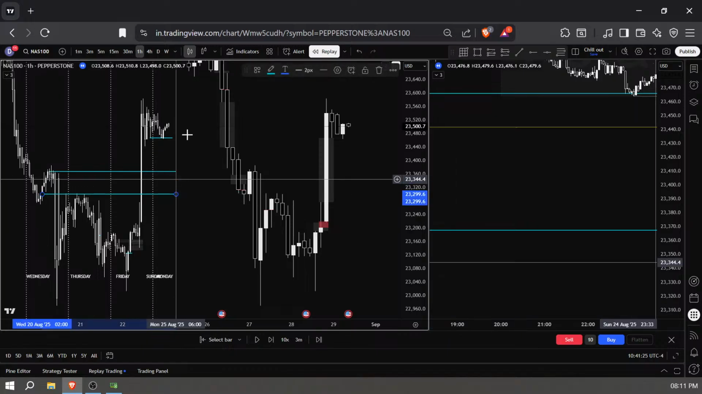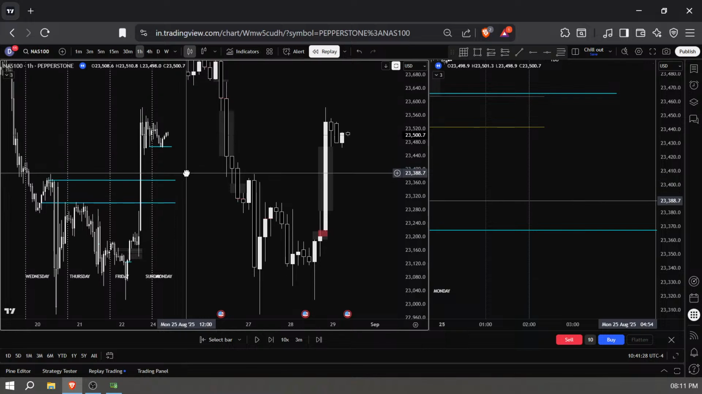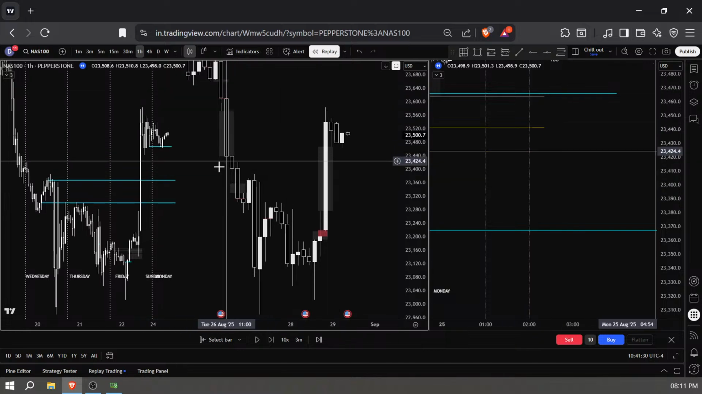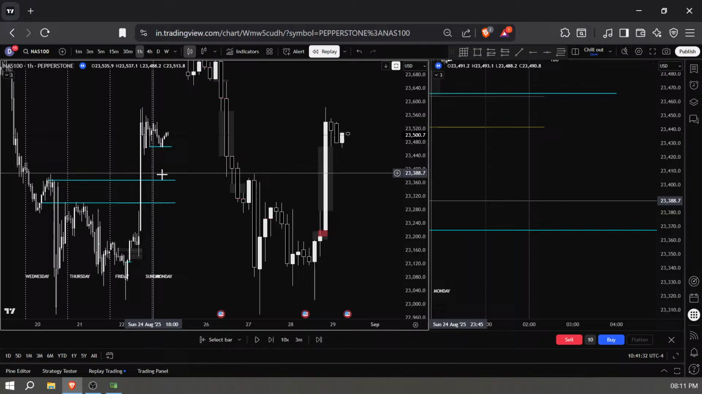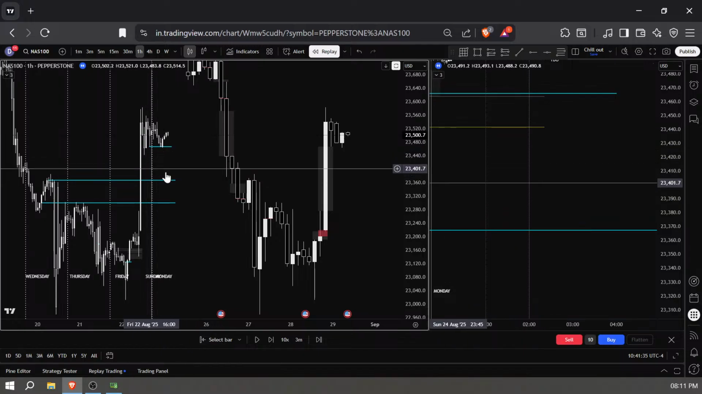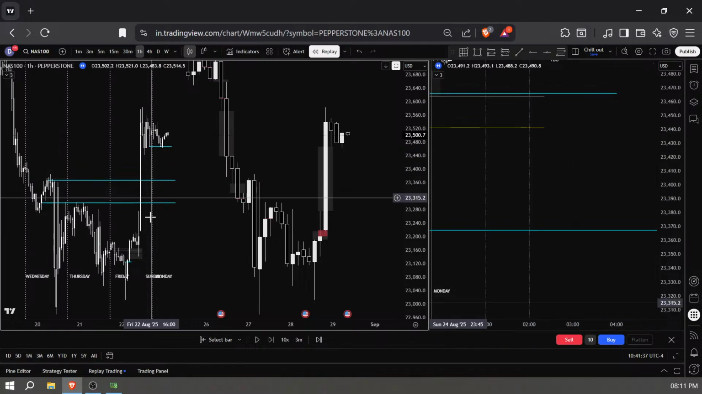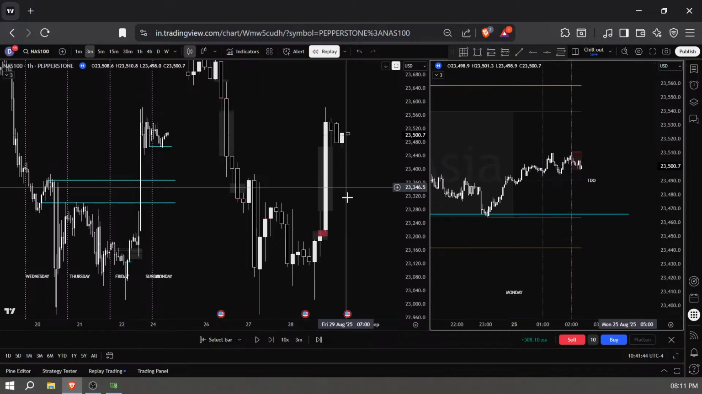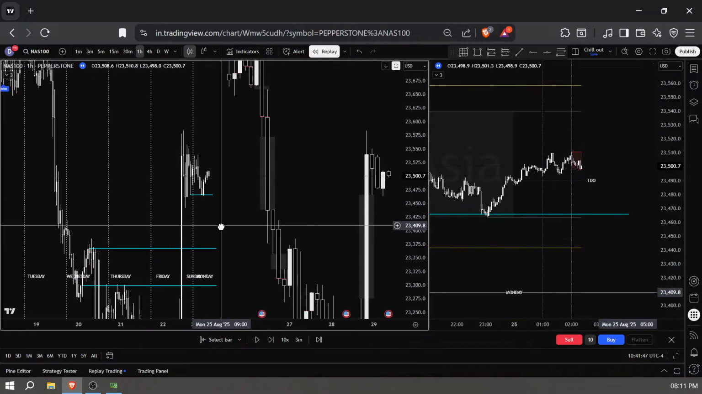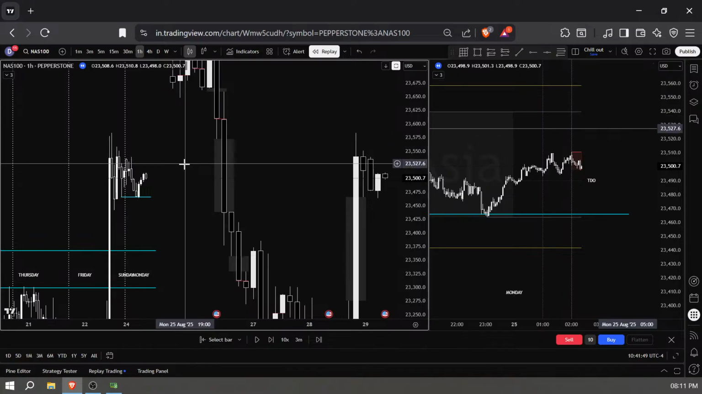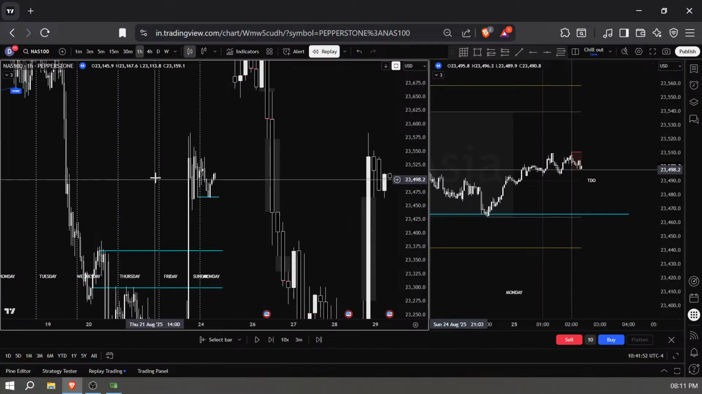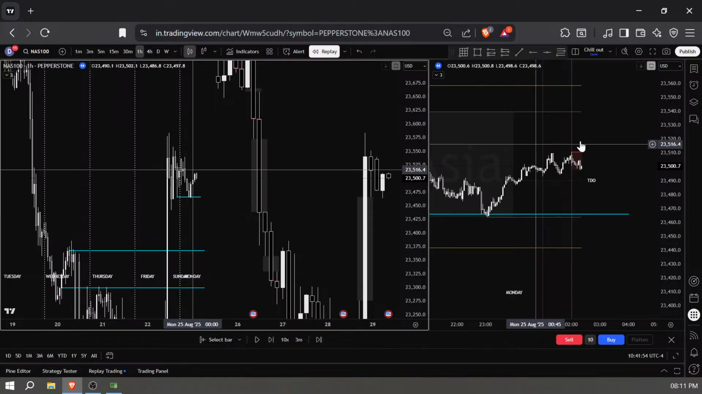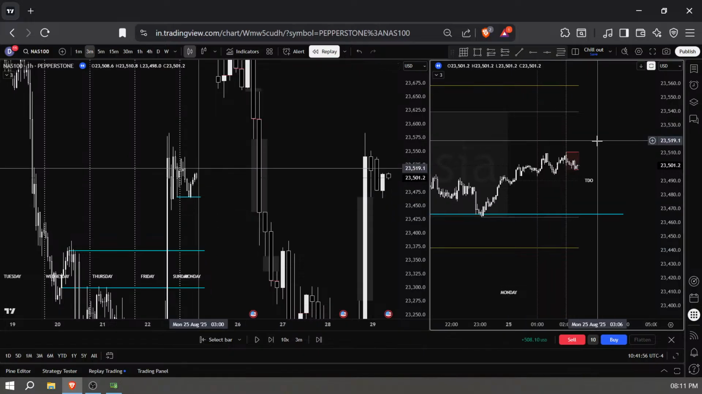I want some part of this to be left out. So if that's going to happen, we can plan or frame our entries at these areas. We don't want price to come at these levels, but let's see. Okay, and looking at the hourly, we don't have any PD arrays to play on the sell side of this curve, so as of now we don't have anything to do.